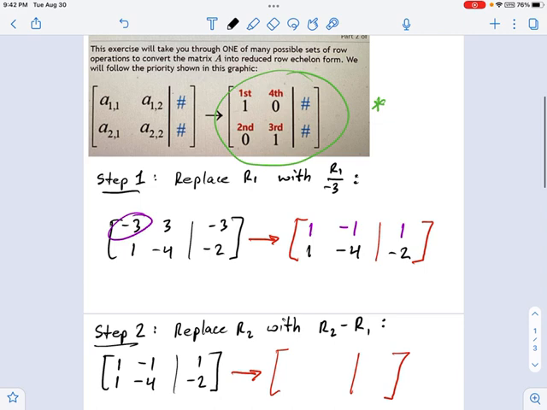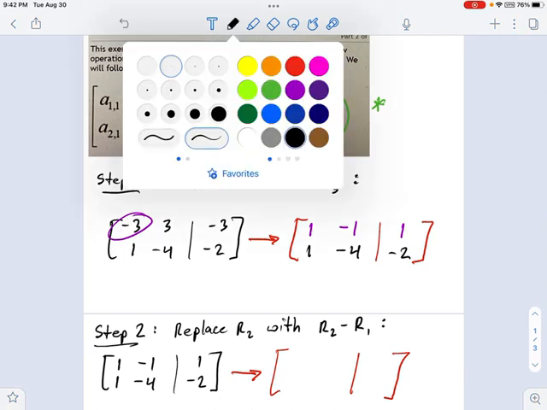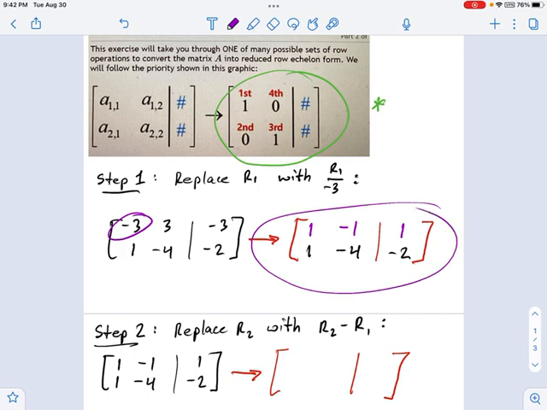Step number 2, we're going to replace row 2 of this new matrix over here, this one. We're going to replace row 2 of that matrix with row 2 minus row 1. Okay, so for every one of these calculations, I'm going to do row 2 minus row 1. 1 minus 1, well, that's going to be 0. How about next? Let's do -4 minus -1. Okay, so -4 minus -1, that's going to be -3. And then our last column right here, -2 minus 1, well, that'll be -3 again.